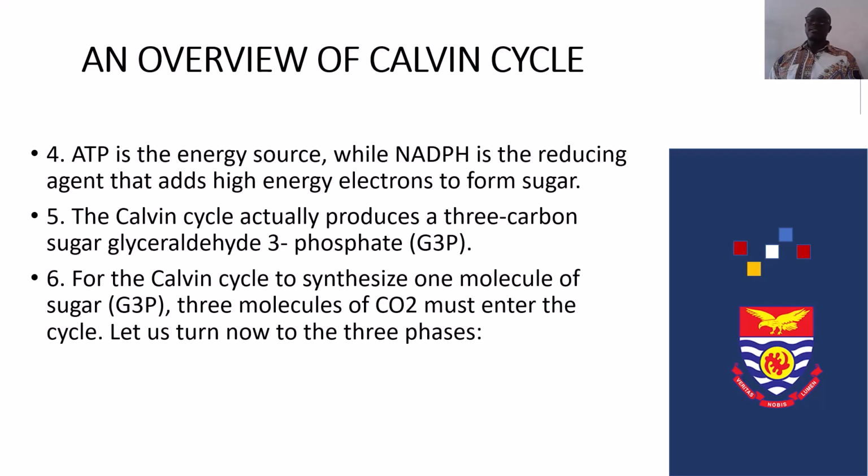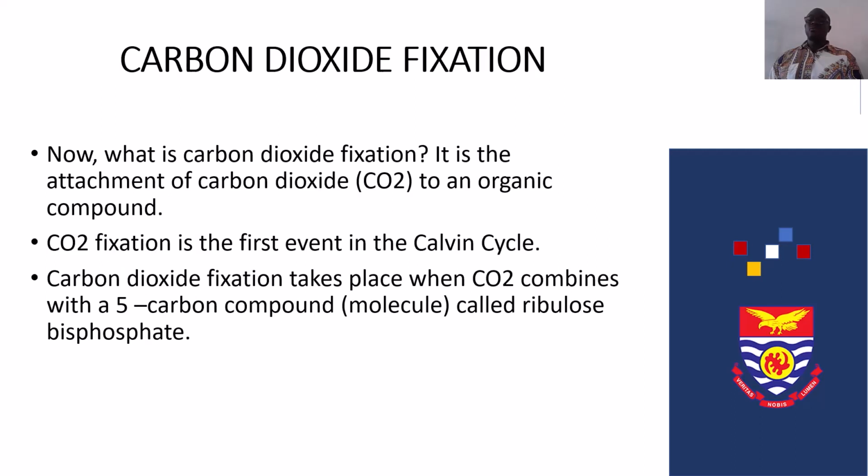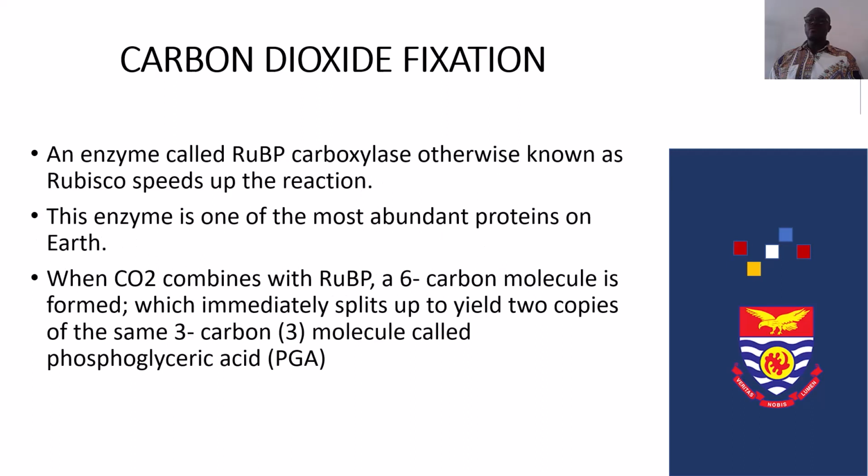the cycle. Let us turn now to the 3 phases. So now, what is carbon dioxide fixation? It is the attachment of carbon dioxide to an organic compound. Carbon dioxide fixation is the first event in the Calvin cycle. Carbon dioxide fixation takes place when carbon dioxide combines with a 5-carbon compound called ribulose biphosphate.